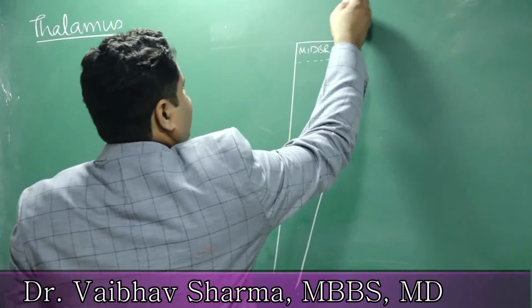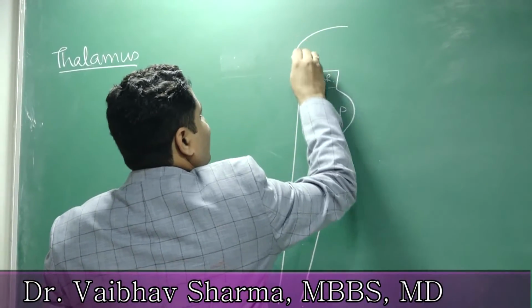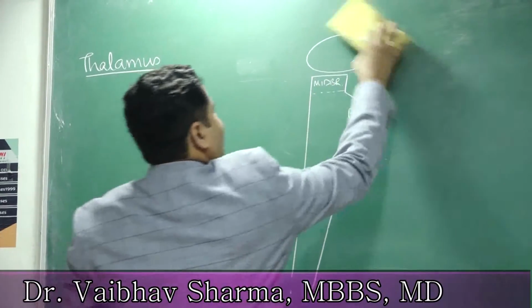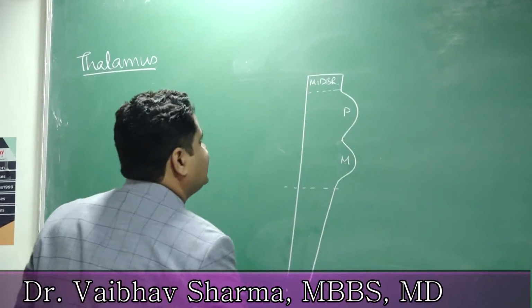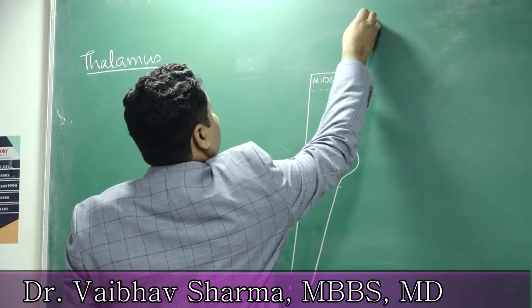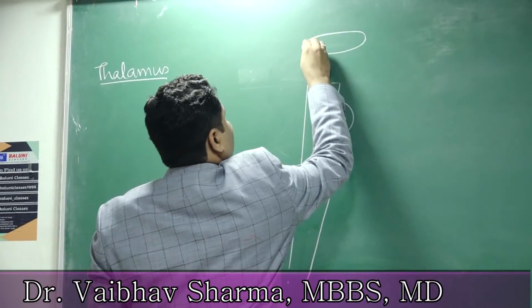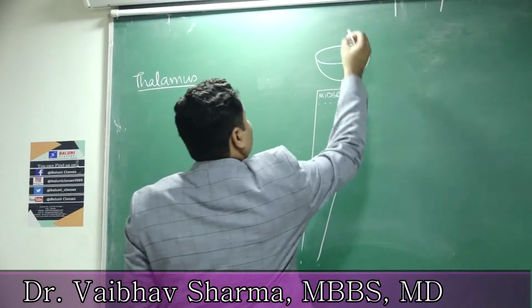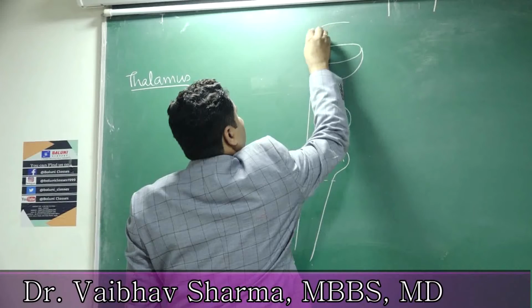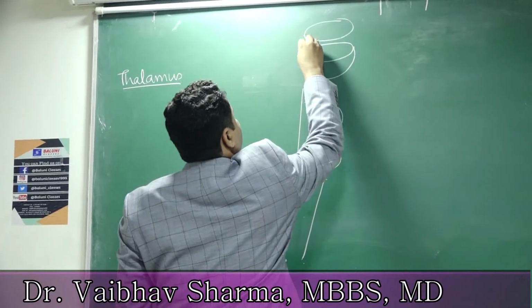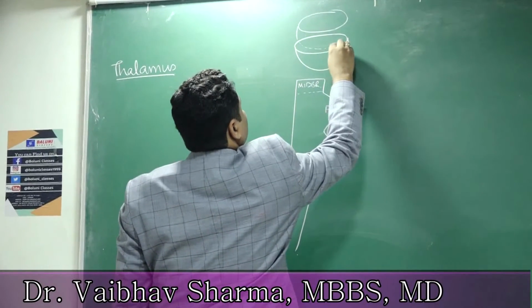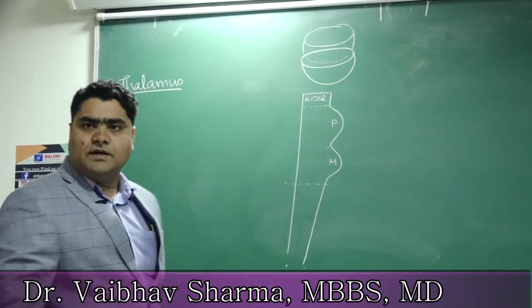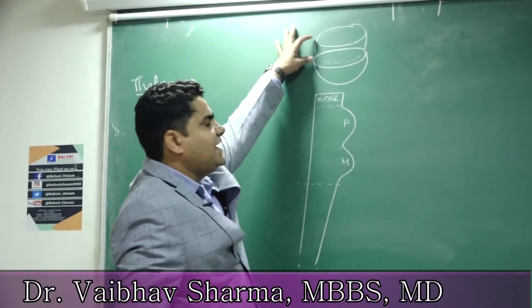Then thalami, they are oval masses present just above the midbrain. Here you can draw the other one. Clear? So, these are a pair of thalami.